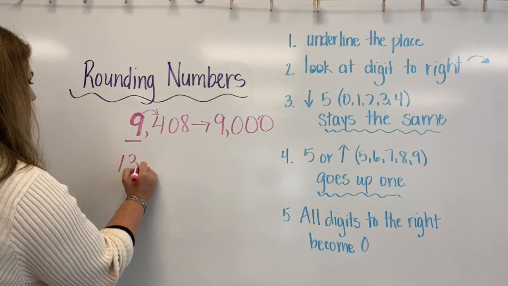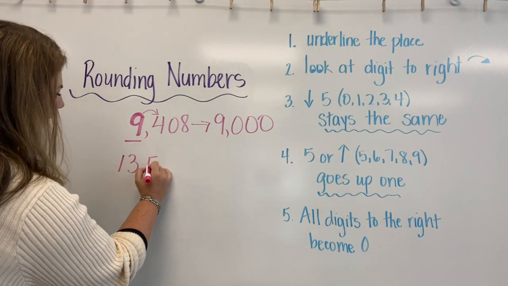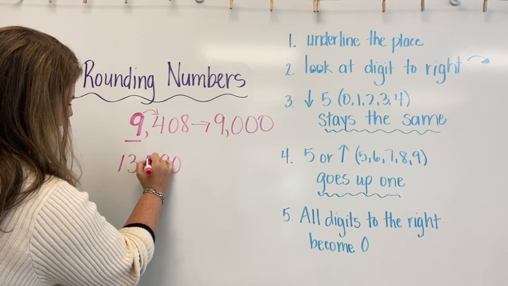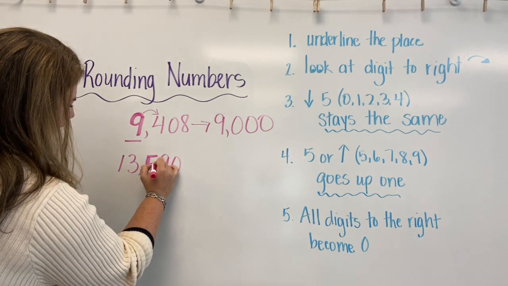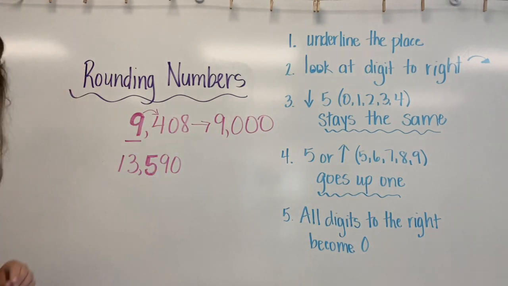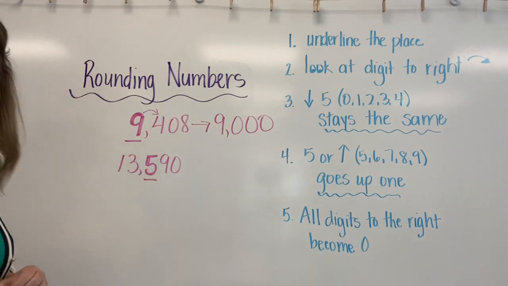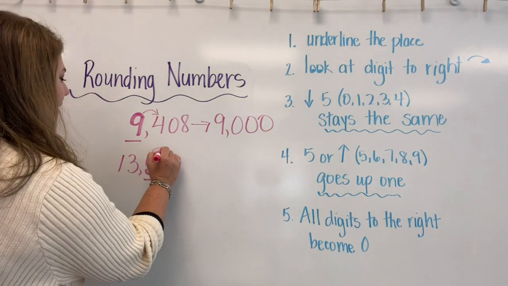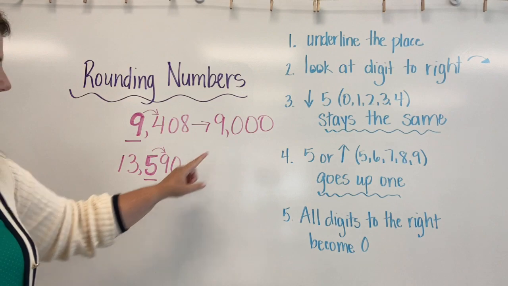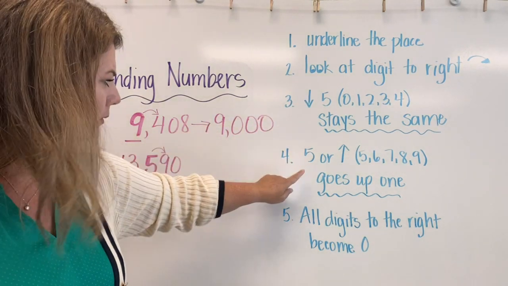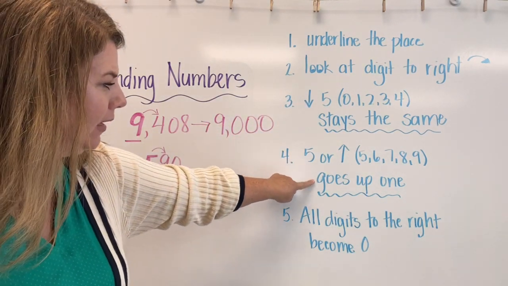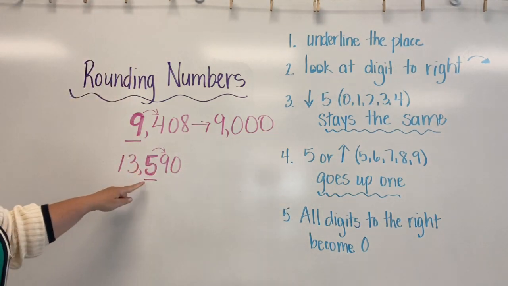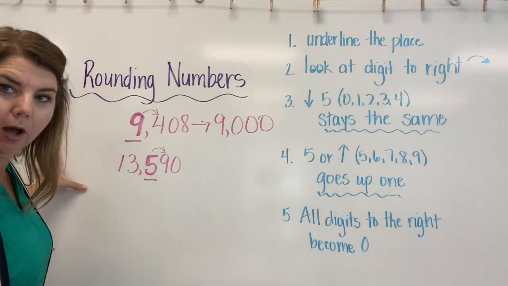We have 13,590. The bolded number is in the hundreds place. Okay. We look to the right. It's a 9. Is it less than 5? No, more than 5. If it's more than 5, what does the underlined digit do? Go up 1. Let's go back. The underlined digit is going to go up 1.